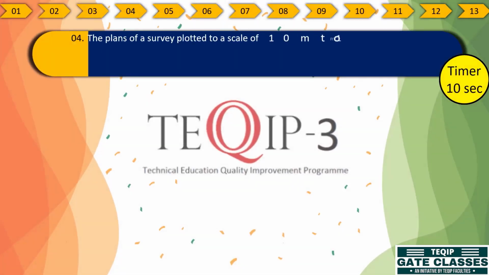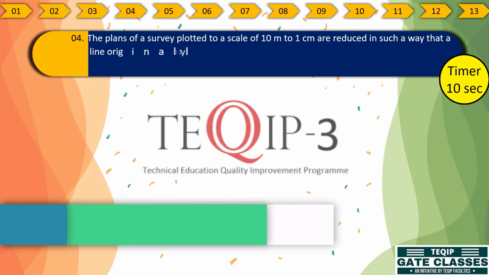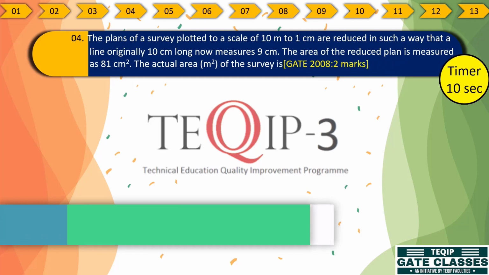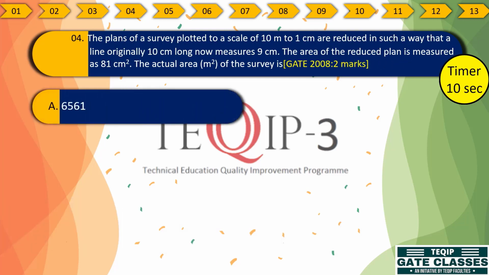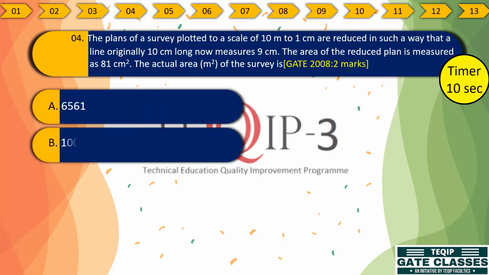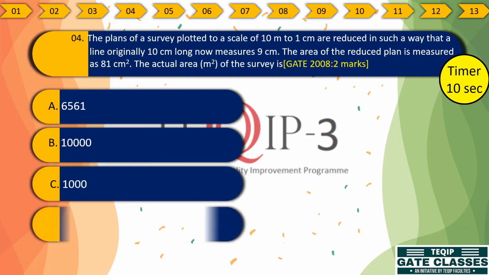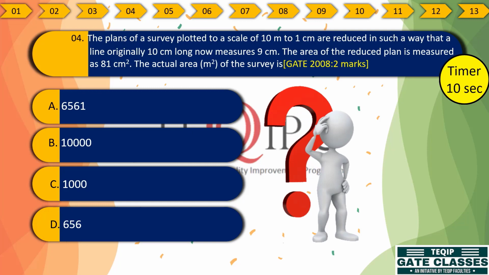The plans of a survey plotted to a scale of 10 meter to 1 centimeter are reduced in such a way that a line originally 10 centimeter long now measures 9 centimeter. The area of the reduced plan is measured as 81 centimeter square. The actual area of the survey is, the options are given here. This question comes from 2008, which carries 2 marks.